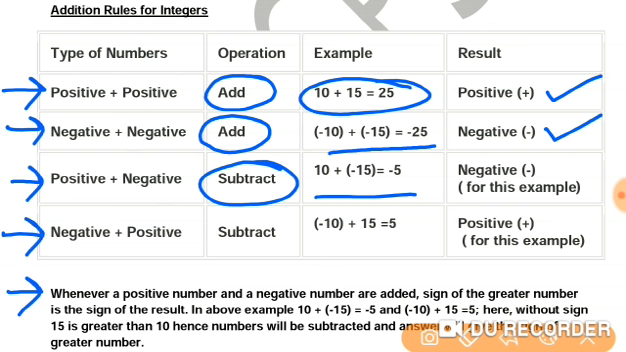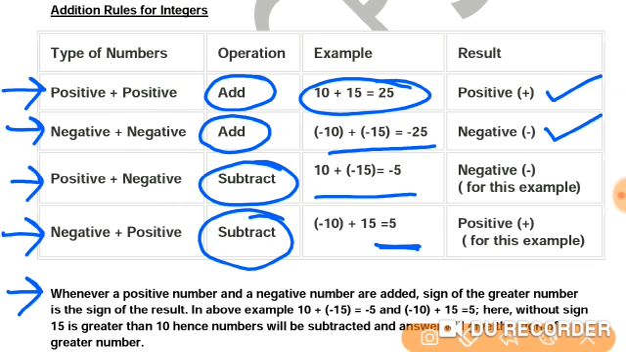Now, what if we have negative plus positive? In this case as well, it means the same, right? Negative plus positive, we subtract. For example, now we have minus 10 plus 15. Minus 10 is negative and 15 is positive. Here also we subtract, but see, the sign is positive. Why? Because the greater number here is 15 and the sign of 15 is positive. So this will be positive as well.